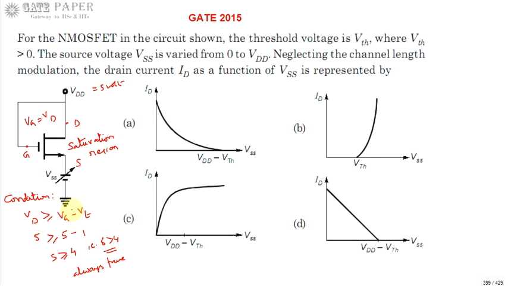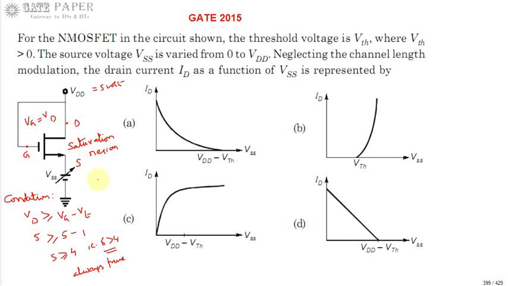because gate and drain are at the same voltage. You are subtracting the threshold voltage from the gate voltage and then comparing with the drain voltage. So this condition will always be true. That's why the MOSFET will always be in saturation.